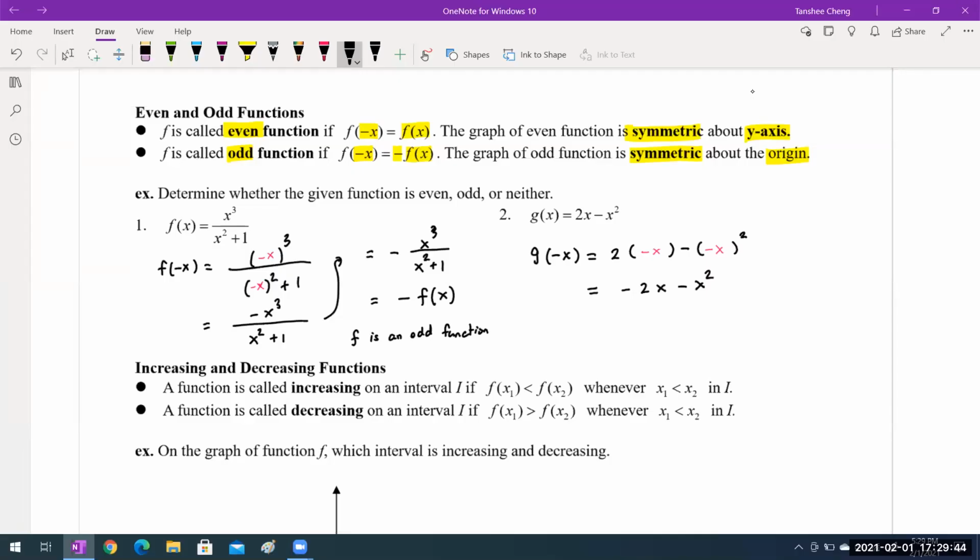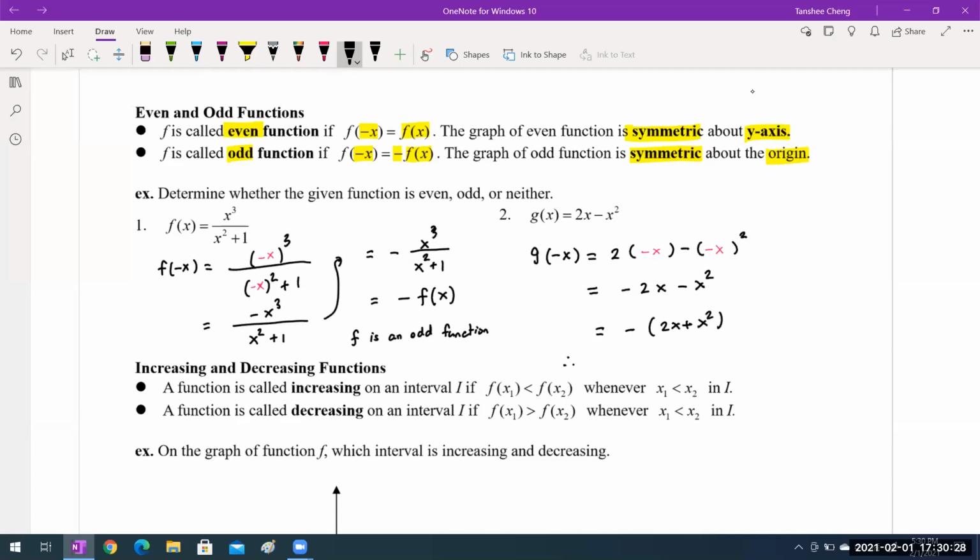When I substitute negative x into the g function and simplify, I got negative 2x minus x squared. This is not the original function, so it cannot be the first case, an even function. To think about whether it's an odd function, I'm going to factor out this negative, which gives negative times 2x plus x squared. Again, this is not the negative of the original function either, because this is not minus right here. So this does not satisfy the first case nor the second case in the definitions that we have. Therefore, this is a neither function.